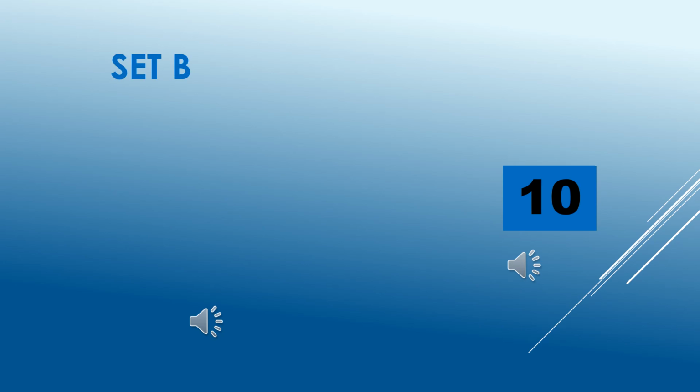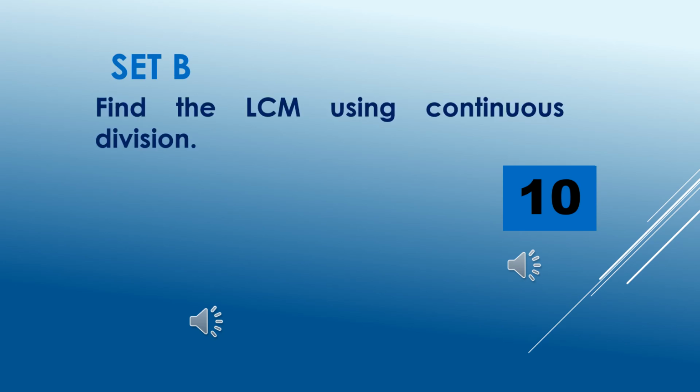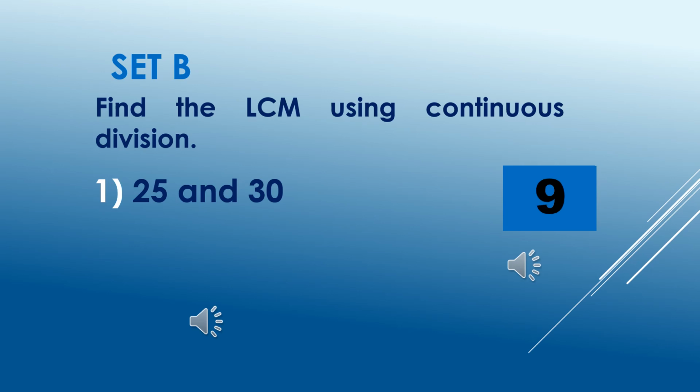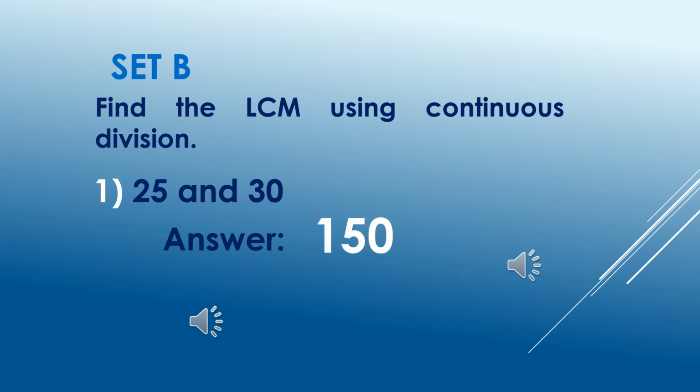Okay, set B. You are going to find the LCM using continuous division. You have 10 seconds to answer again. Number 1, 25 and 30. 10 seconds. Okay, so the least common multiple of 25 and 30 is 150. Doon sila unang magmi-meet, 150.